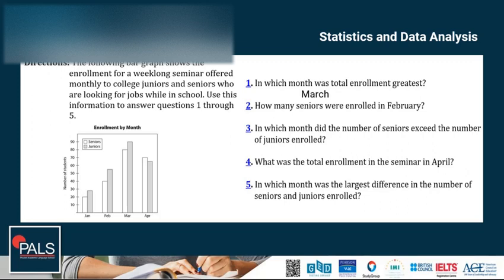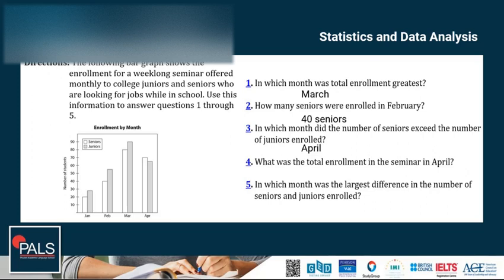Number 2: How many seniors were enrolled in February? The answer is 40 seniors. Number 3: In which month did the number of seniors exceed the number of juniors enrolled? The answer is April. Number 4: What was the total enrollment in the seminar in April?